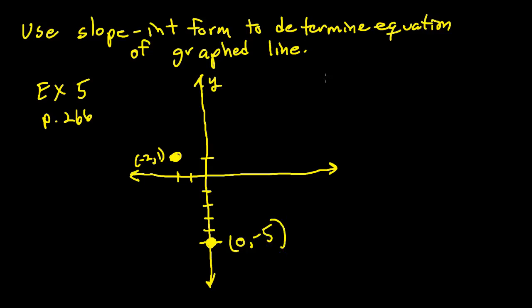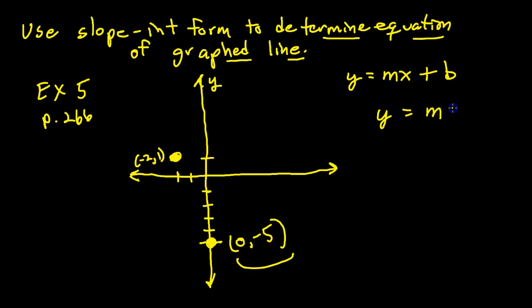All right, so if I'm going to determine the equation of a graphed line, well, I'm going to want to get it in slope-intercept form, of course. y equals mx plus b. We already know the y-intercept is -5, do we not? So y equals mx minus 5, and all we need to do now is to determine the slope.